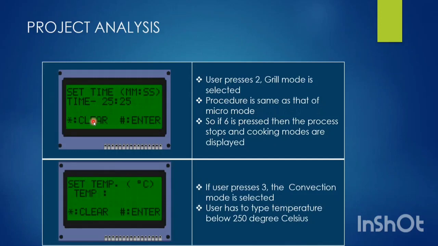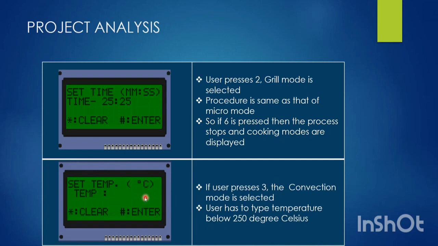Next, if the user presses the two in the matrix keypad, then the grill mode is selected, and the procedure is the same as that of the micro mode. So again, if 6 is pressed, the process stops and cooking modes are displayed again. Then after clicking the third, that is the convection mode, an option for setting the temperature is displayed.